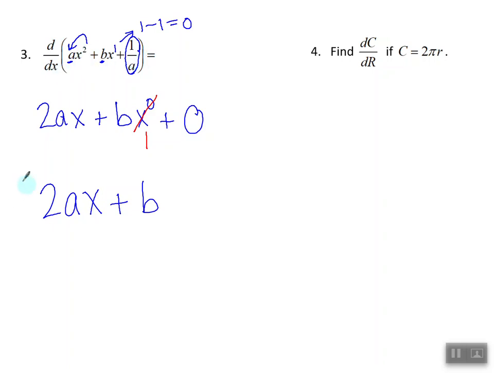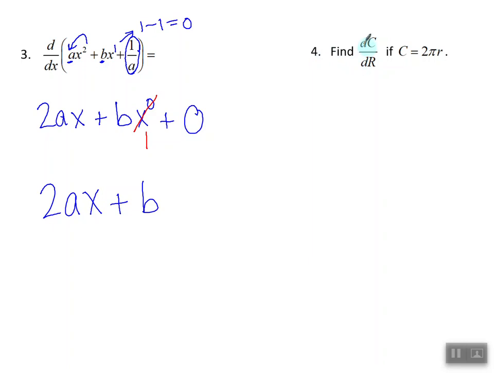Now notice I did not write dy dx or y prime in front of this because they did not give me this function called y or f of x. They straight said take the derivative with respect to x of this expression. So there is nothing to call our derivative.